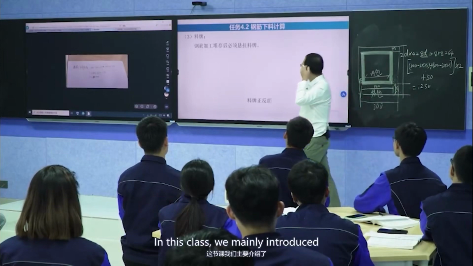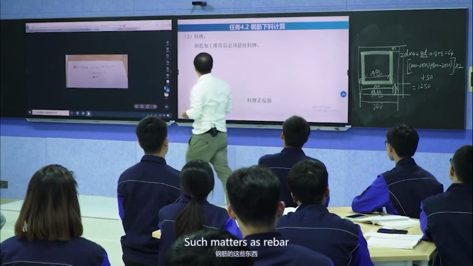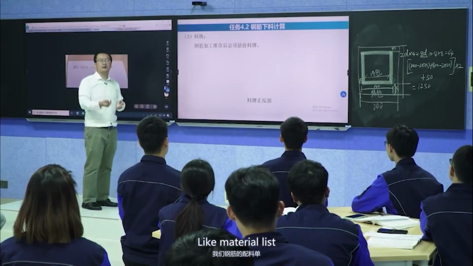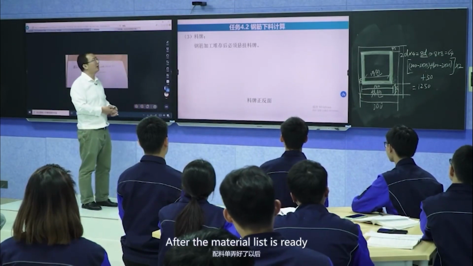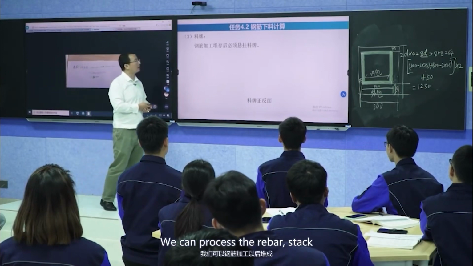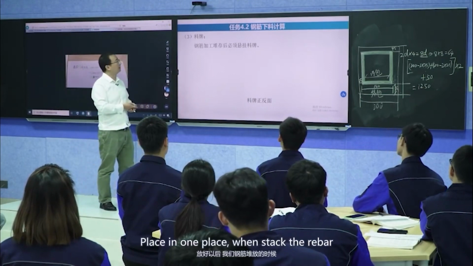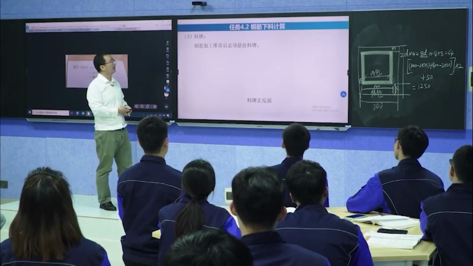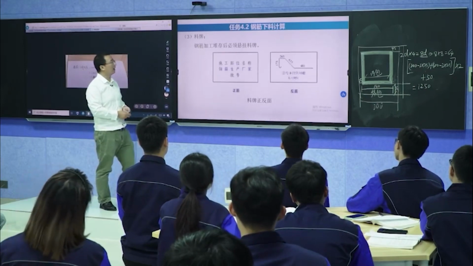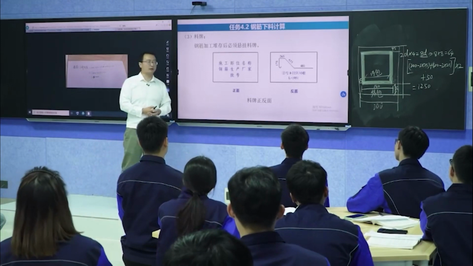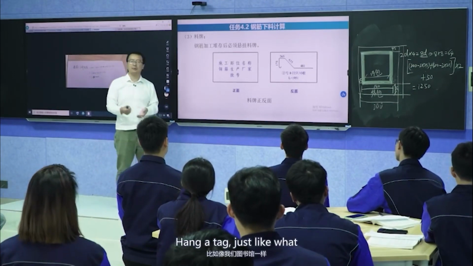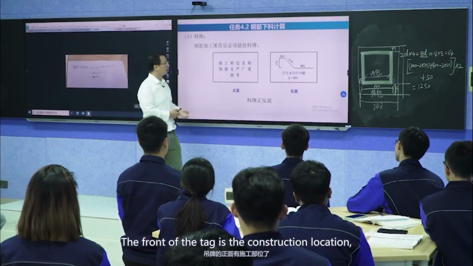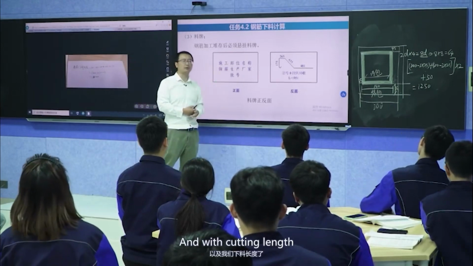In this class, we mainly introduced such matters as rebar material list. After the material list is ready, we can process the rebar stack. Place them in one place when stacking the rebar. We must hang a tag, just like what we do in a library. The front of the tag is the construction location, with the cutting length.